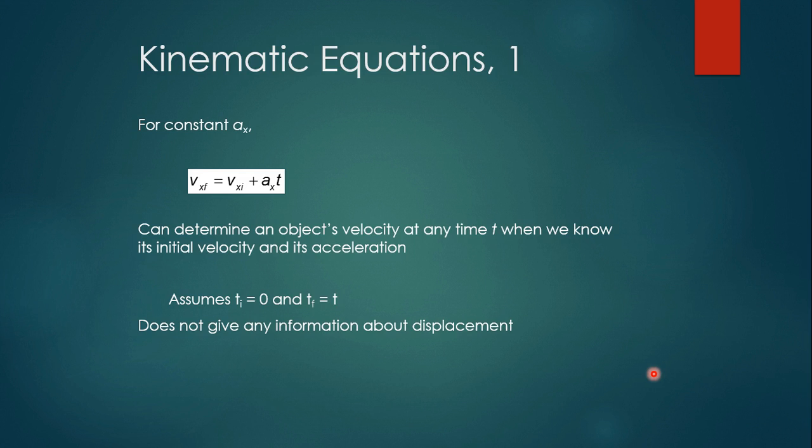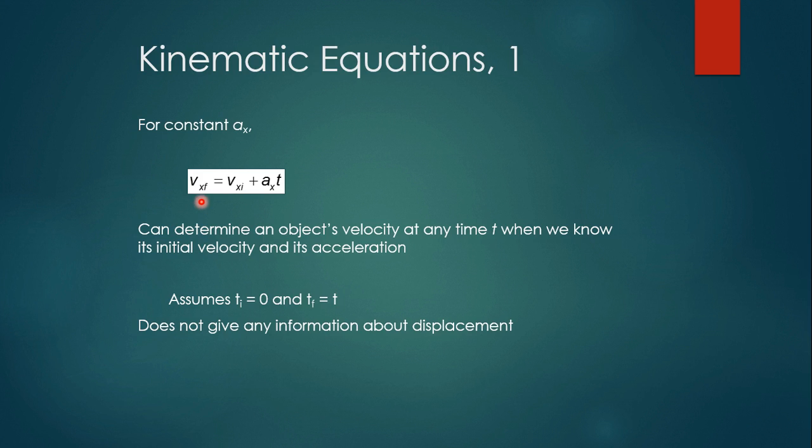Now let's take a look at a few equations which will help us study a body's motion better. The first equation is Vxf, which is the final velocity, given as the initial velocity plus acceleration into time when the acceleration is constant. So let's look deeper into this. When acceleration is constant, the velocity increases at a uniform rate.